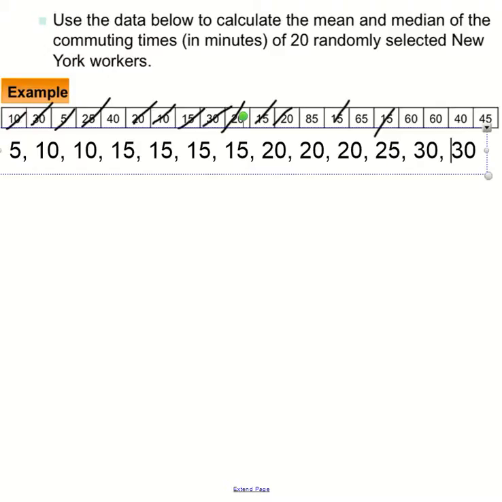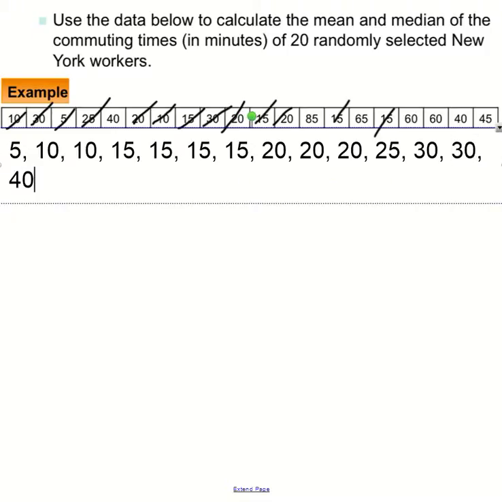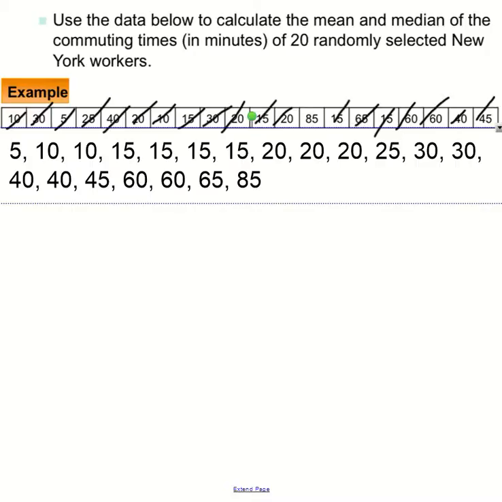Alright, next we have a 40, a 40, a 45, a 60, a 60, a 65, and an 85. Let's check those now. So we had 40, 40, 45, 60, 60, 65, and 85. So there are all of our numbers in order from least to greatest.